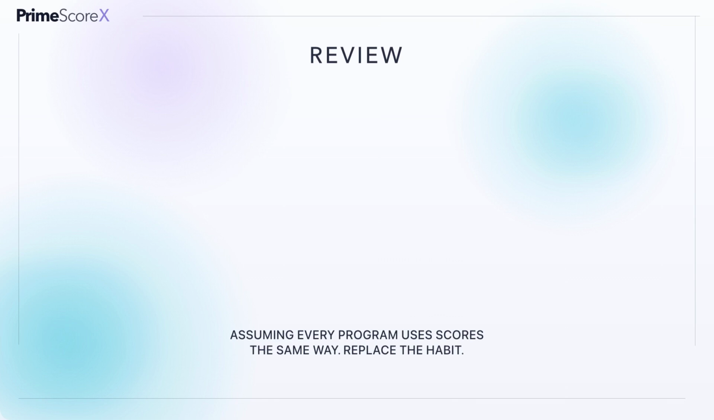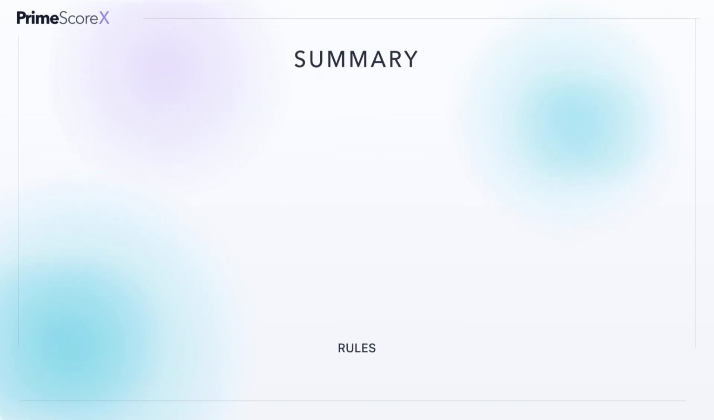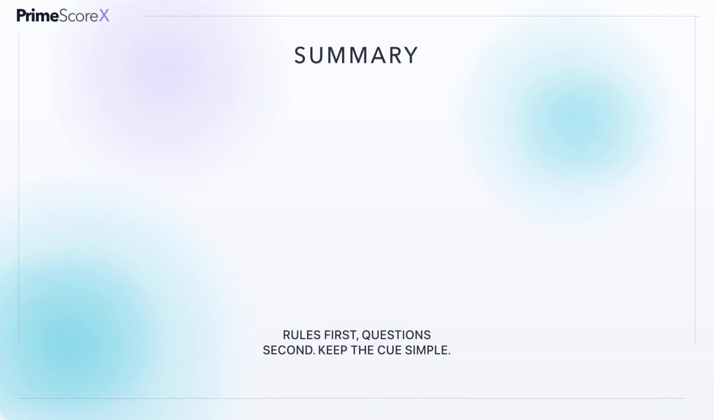Another common issue is assuming every program uses scores the same way. The solution is not to feel bad about the miss. The solution is to replace the habit. Create one rule you will use next time, then test that rule on a small set of new questions before moving on to a full section.